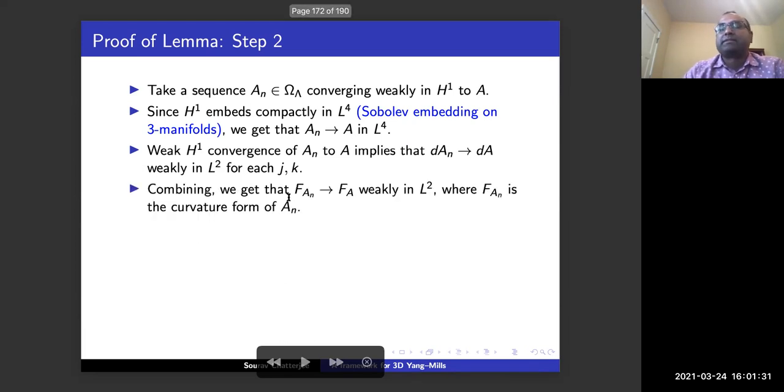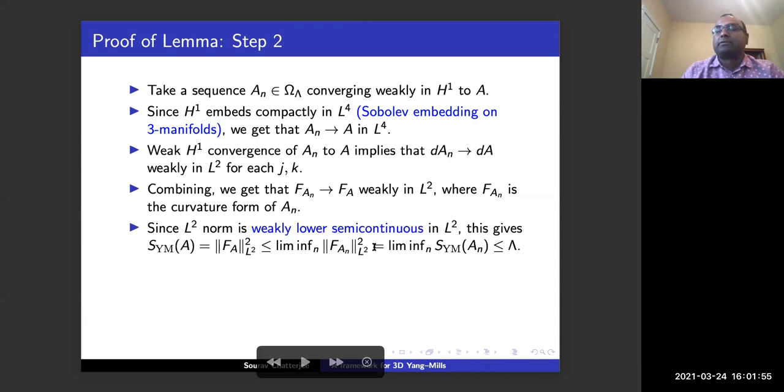Combining these two, we see that the curvature forms converge weakly in L2, because the curvature form, remember, has two parts, the derivative part and the commutator part. The convergence of the commutator part comes from this L4 convergence, because the commutator is a product of two things, so you want them converging in L2, so you need L4. So you have this convergence of the curvature forms in L2, and the L2 norm is weakly lower semi-continuous. From that, you get that the Yang-Mills action of the limit is less than or equal to the limit of the Yang-Mills action, so it's bounded by lambda. This proves that omega lambda is sequentially closed using this Sobolev embedding.